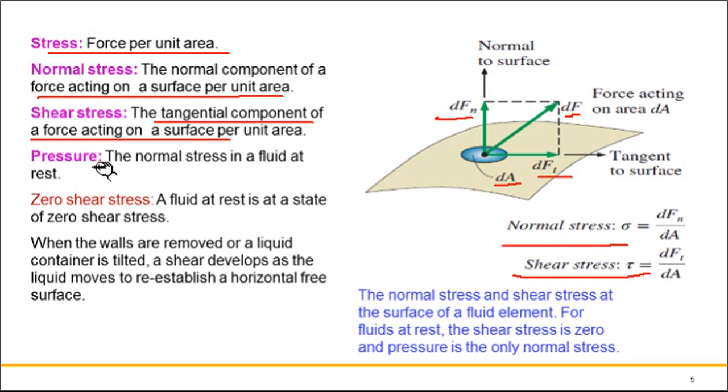Then we define pressure. What do we mean by pressure? Pressure is nothing but the normal stress in a fluid which is at rest. Okay. So the definition of pressure and the definition of normal stress are almost the same. Then there is something called zero shear stress. Whenever a fluid is at rest, remember, at that state there is zero shear stress. Clear? Whenever a fluid is at rest, there will be no shear stress in that fluid. That is called zero shear stress.